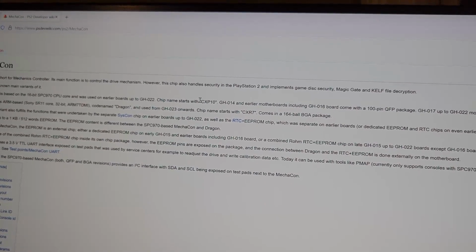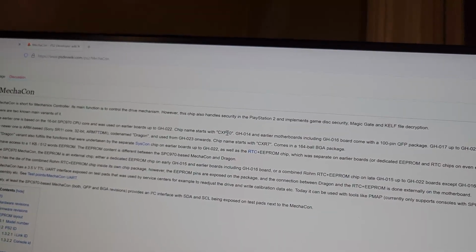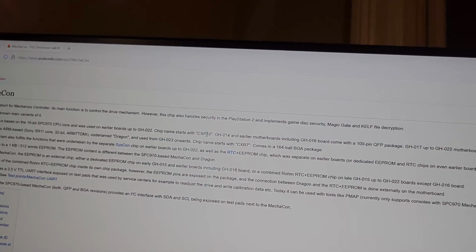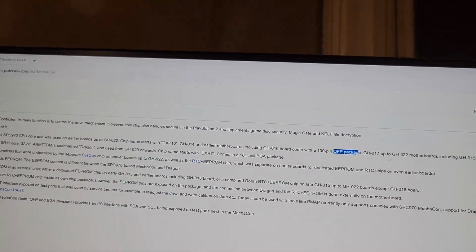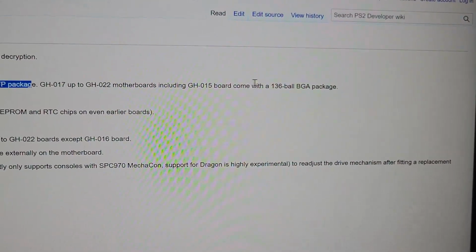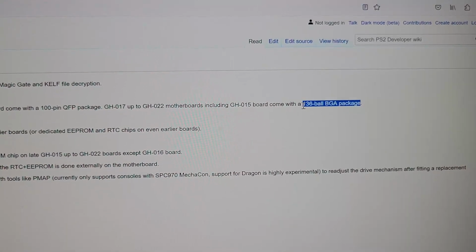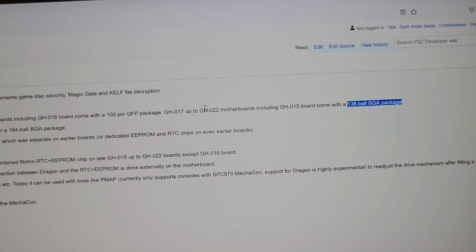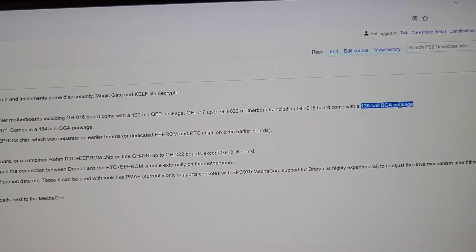The older ones were a CPX10 chip. The newer ones were 100 pin. G14 earlier models, including the G16 board, came with a 100 pin QFP package. The other ones come with, this is why I told you this is a waste of time, 136 ball BGA package, including the G-15 board. G-17 up to G-22 came with a 136 ball BGA package.